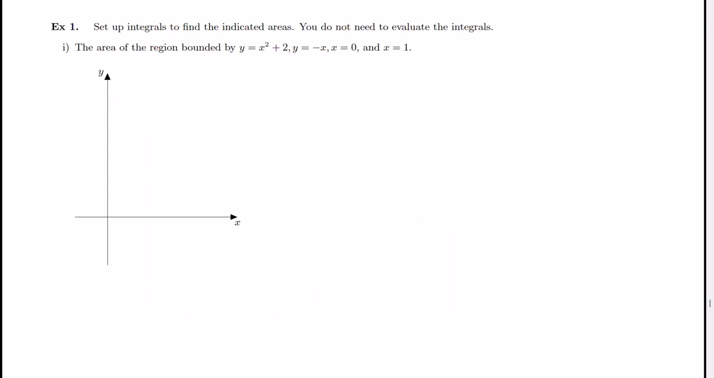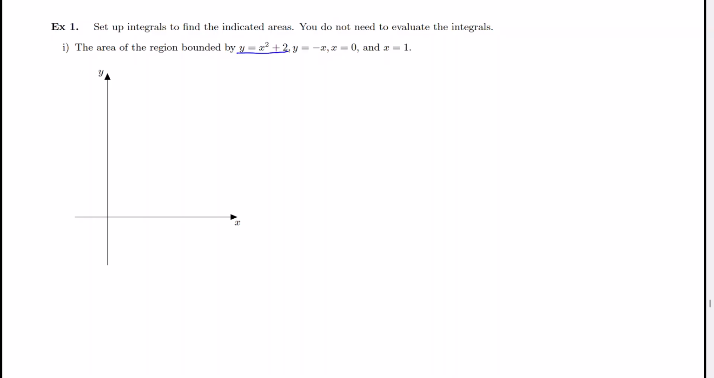So now let's take a look at example 1, now that we know the formula for finding the area between two curves. It says to set up the integrals to find the indicated areas, but it tells us that we don't need to evaluate the actual integral, so it just wants the setup. For part 1, we're looking for the area of the region bounded by the function y equals x squared plus 2, the function y equals negative x, and the lines x equals 0 and x equals 1. So let's begin by first getting an idea of what the graphs look like.